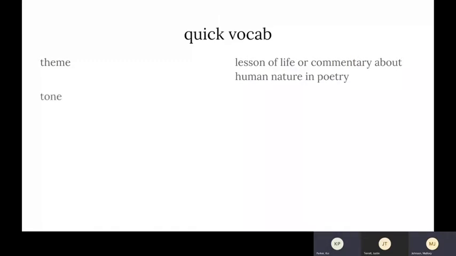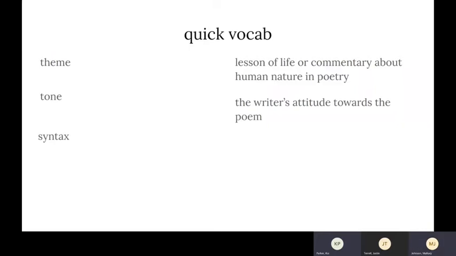Next word is tone, and the tone is the writer's attitude towards the poem. So, tone is all about how the writer feels about what they're talking about, basically. In an ode, a lot of the time, the majority of the time, the writer will feel admiration or pride or love for the topic.